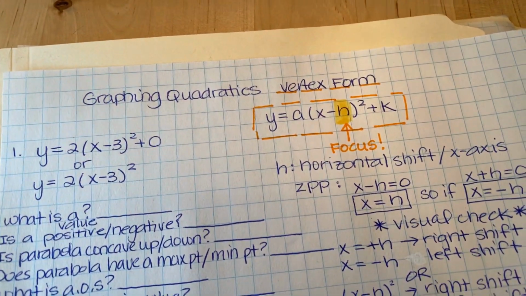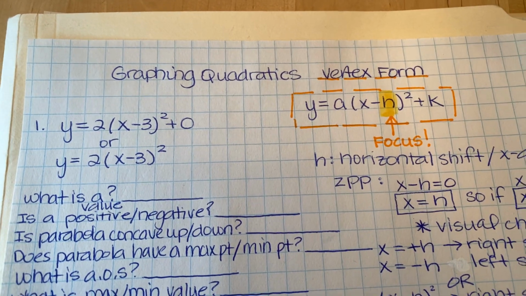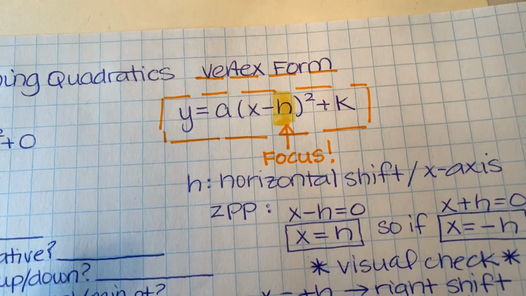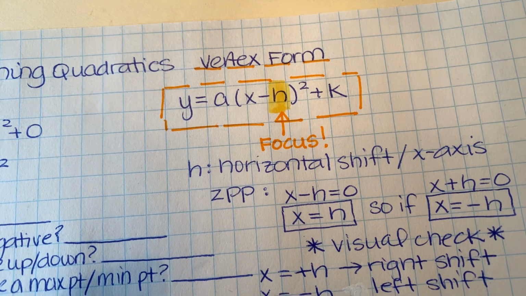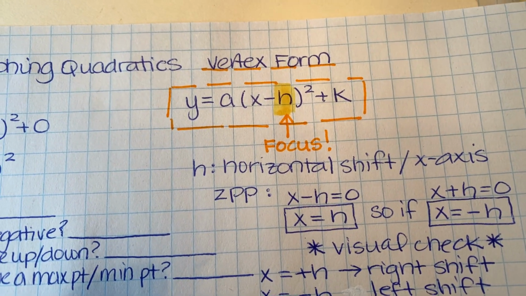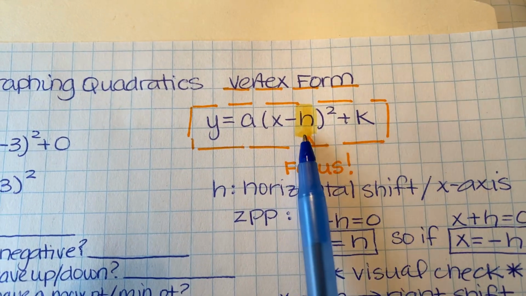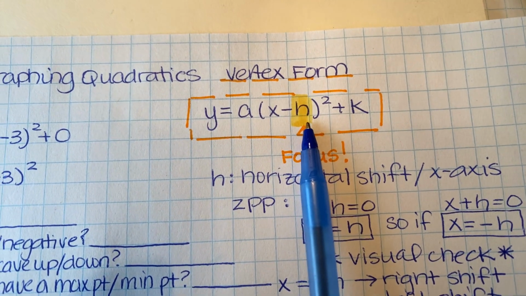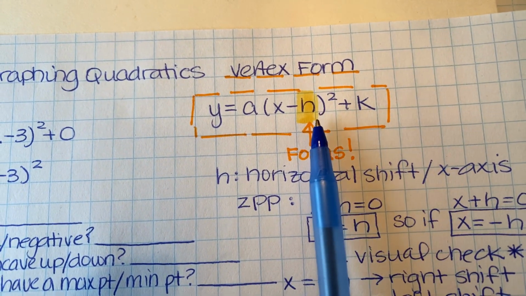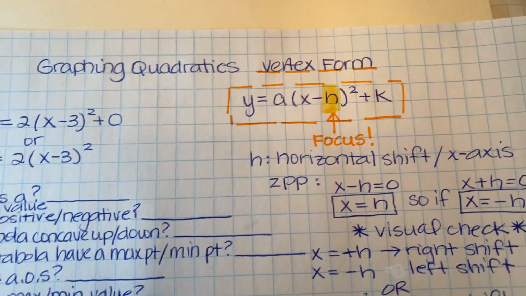Okay, graphing quadratics, vertex form. Y is equal to A, x minus h quantity squared plus k. We are focused on the h this time, okay? And so when I put in the video, I'll say focus h. But anyways, here we go.